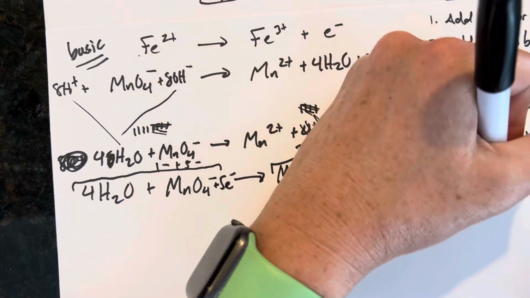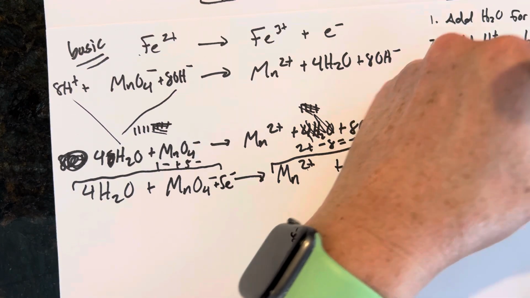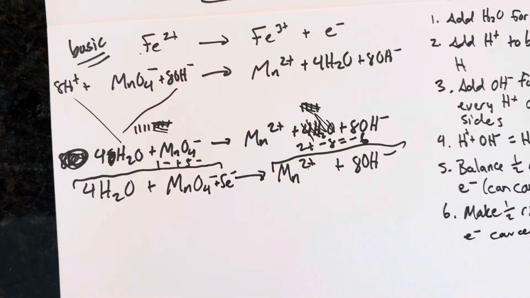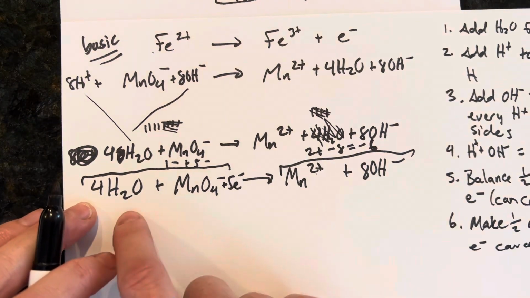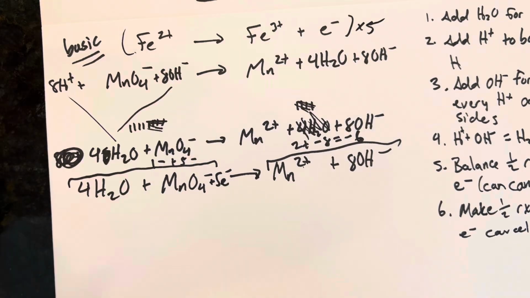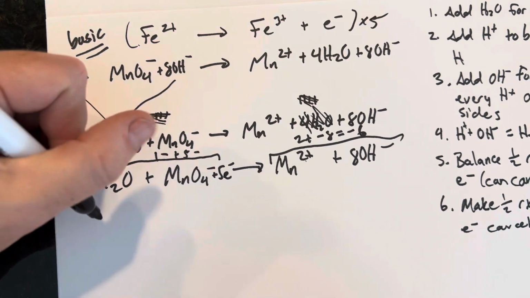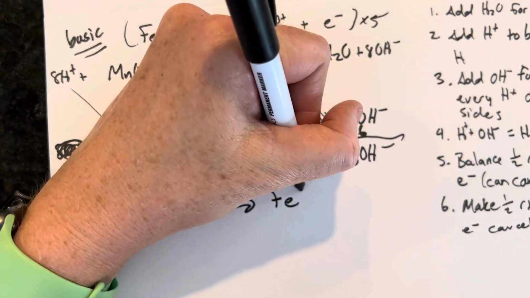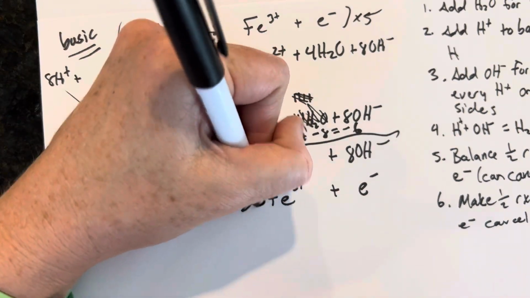Now we need to make our half reactions cancel, so the electrons can cancel. What I mean by that is sometimes you have to multiply one or the other, etc. But thankfully this has 5 electrons, so we really only need to multiply this one by 5 to get them to have the same number of electrons. If we'd had a 3 and a 2, we would have multiplied this by 2 and that by 3, etc. So I'm multiplying this whole thing by 5.